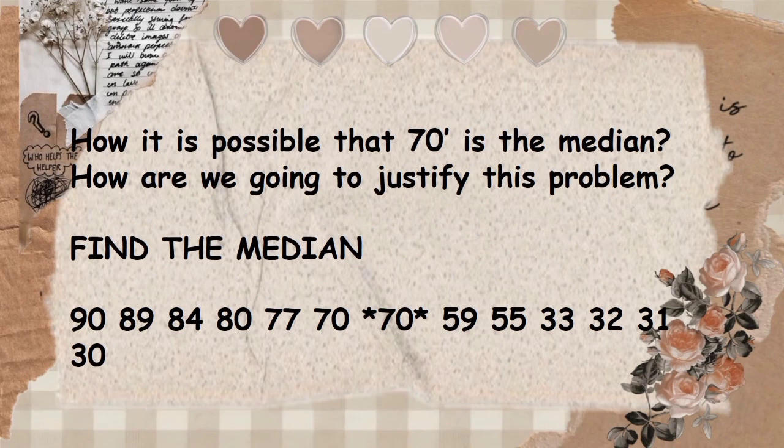How is it possible that 70 is the median? How are we going to justify this? Let us find the median in this series of numbers. As you can see, 70 here is highlighted because as you count the numbers from left to right, you have the same midpoint, that is 6, and 70 is in the middle of it. 70 now is our median.